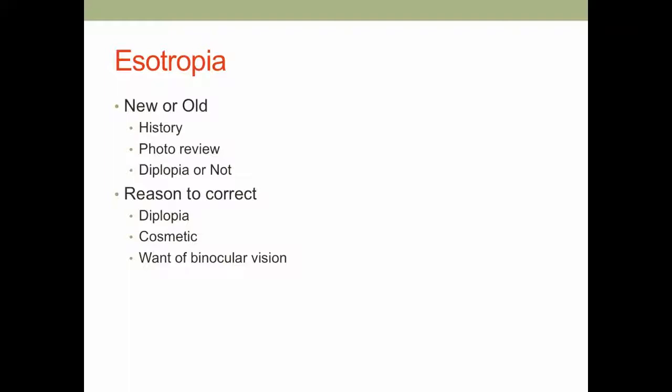It is always important to differentiate the etiology of the esotropia, particularly is it new or old. That can be done by history, photo review, and most importantly, if there's an associated diplopia or not. As a general rule, any patient who has a deviation and does not experience diplopia, it's an old deviation. The older deviations are clearly more related to cosmesis and not related to an abrupt new eye disease or pathology, neurological in nature. The real reason that most patients seek to correct their deviation is, number one, cosmetic. Number two is because they have diplopia because it's new in onset.